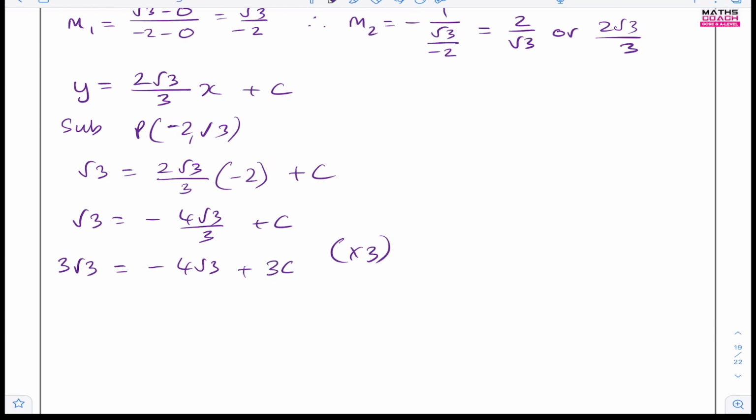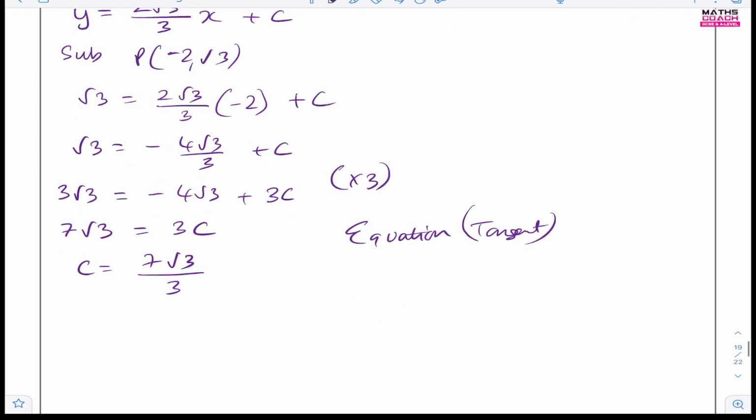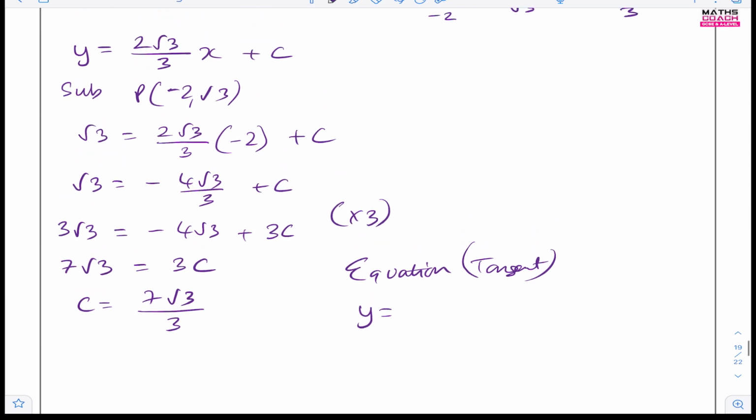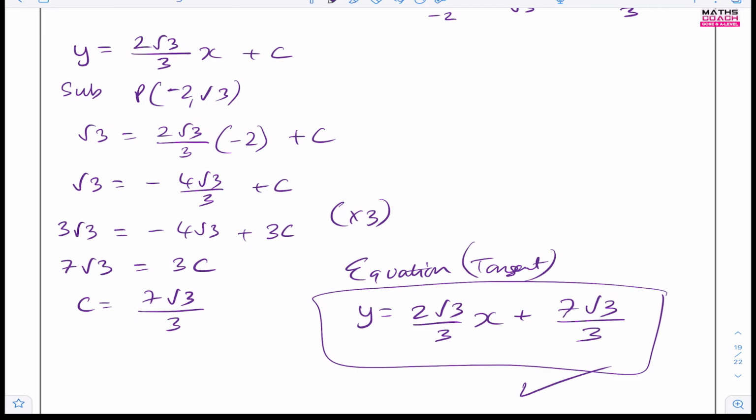Take the minus 4 root 3 onto the other side, so we have a positive. So we're going to add 4 root 3. Both of them have root 3, so we can collect them together. So we have 7 root 3 is equal to 3c. And therefore c would be equal to 7 root 3 divided by 3. So the equation we have of our tangent line is y is equal to 2 root 3 over 3 x plus 7 root 3 over 3. And that's your final answer.